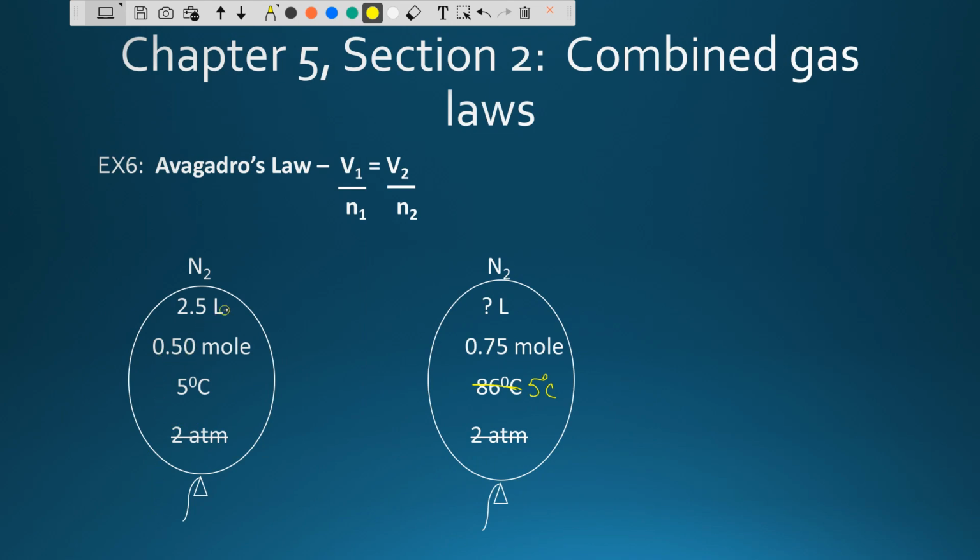I see 0.5 moles. So we have 2.5 liters divided by my 0.5 moles. Okay, that's going to equal V2 over 0.75 moles. Okay, so my V2, I see that I end up with 3.75, and that's going to be liters. Okay, so as I add in another quarter's worth of moles, I add in a little bit more in terms of volume. Okay, now with this, we could factor in temperature.